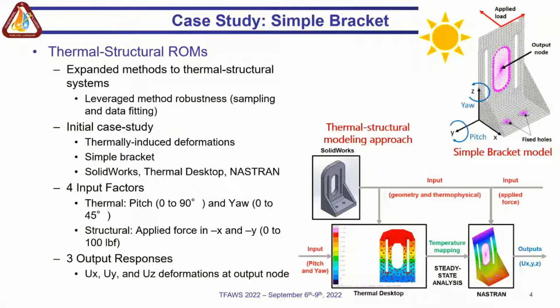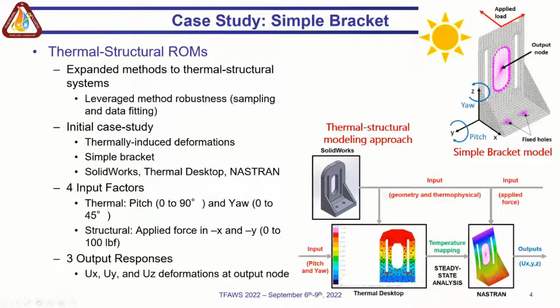And essentially what we were tracking is this deformation at this output node. So deformation in the X, Y, and Z, indicated by U sub X, U sub Y, and U sub Z. This just kind of shows the workflow that we took. Again, we started with a common geometry.